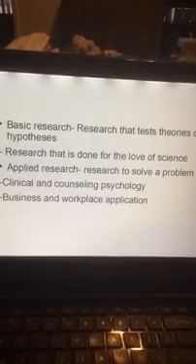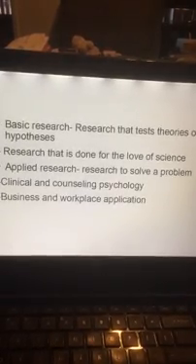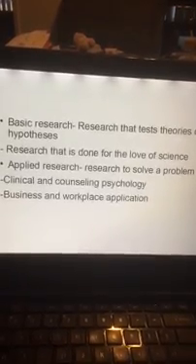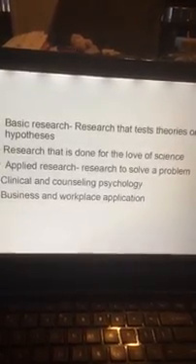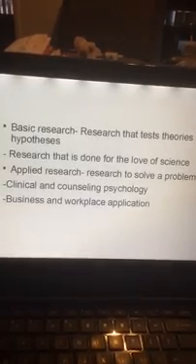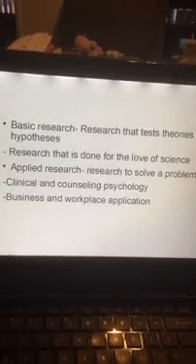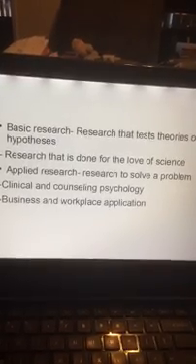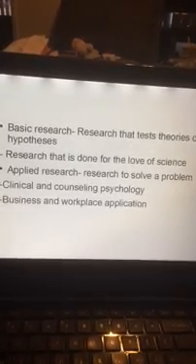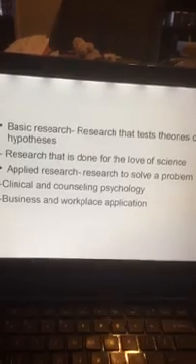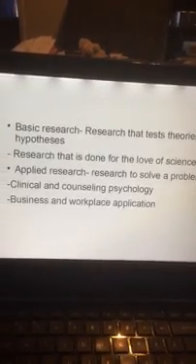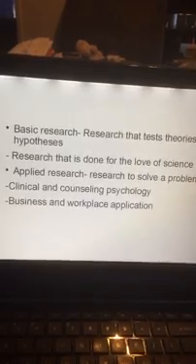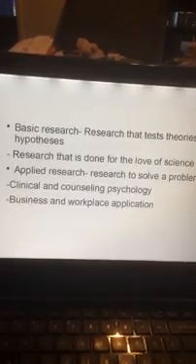Applied research is research used to solve a problem. This is done a lot in the clinical, counseling, engineering, business, and workplace applications. You can use it to determine what works best in a company, and use it to determine what works best in helping people adjust to life and whatever clinical problems they might be undergoing. Now, applied research often borrows from basic research, such as theories of developmental and cognitive psychology.